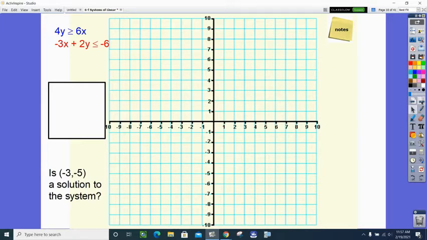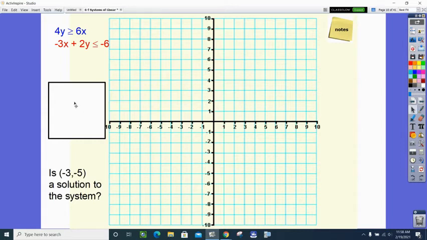So I've got 2 inequalities there. You might have to work with the top one a little before you go ahead and graph it. Again, the video will pause. You are going to graph the top inequality, the bottom, and then answer the question: is (-3, -5) a solution?